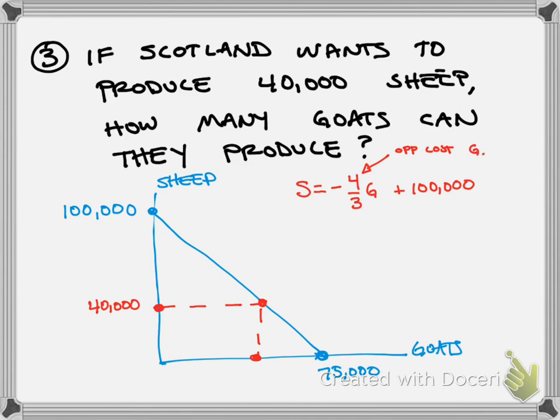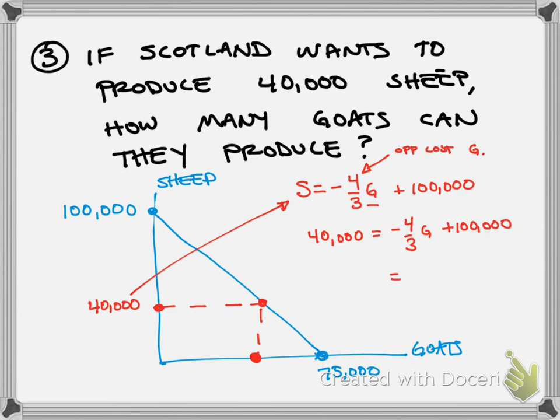to produce goats. But the other reason is I can plug in this number, 40,000, in for sheep, and then solve for this number, G, which would be this number right there. So I'll do 40,000 equals negative 4/3 G plus 100,000. And then I have to do some algebra to solve for G.